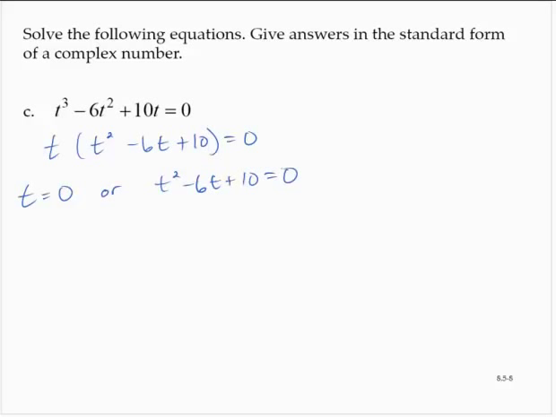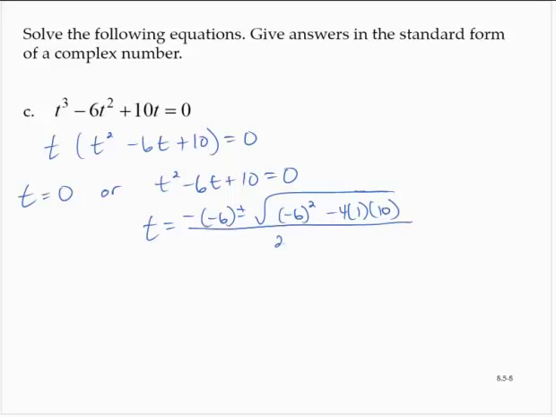All right, now at this point I would try to factor really quick. Multiplying to 10 and adding to 6: 10 and 1, 2 and 5, neither of them work. So I'll use the quadratic formula. t would equal the opposite of negative 6 plus or minus the square root of negative 6 squared minus 4 times 1 times 10, all divided by 2 times 1. So that would be 6 plus or minus the square root of 36 minus 40 over 2. That's 6 plus or minus the square root of negative 4 over 2.